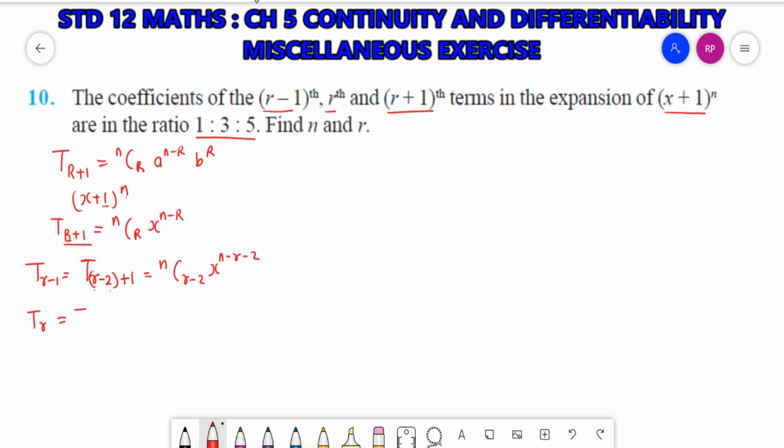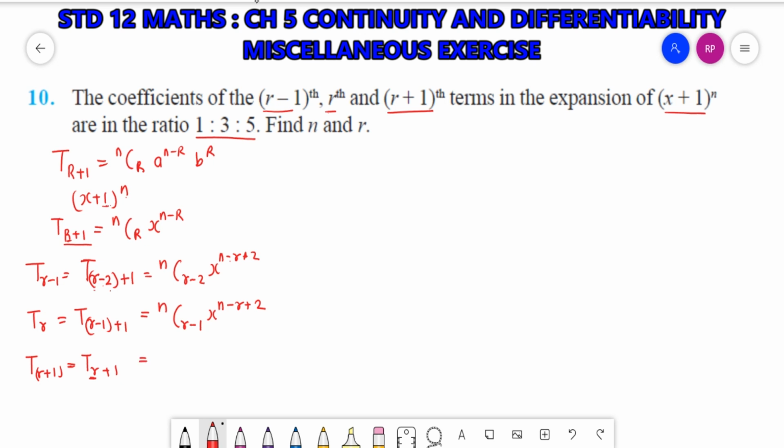Okay, clear? Now T r-th is the rth term. So that will be equal to T(r-1+1). That will be equal to nC(r-1) x raised to n minus, sorry, here it will be plus, because we are doing minus minus, minus plus. So n-r+2. Now the third, the (r+1)th term. So that will be equal to T(r+1).